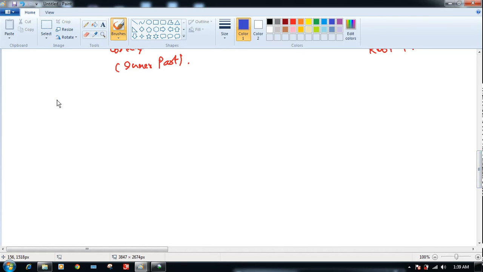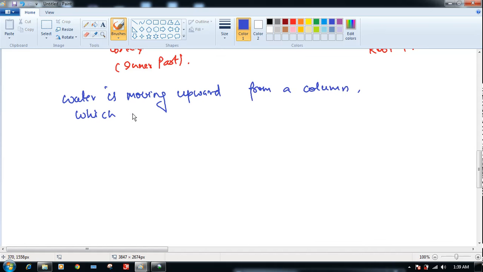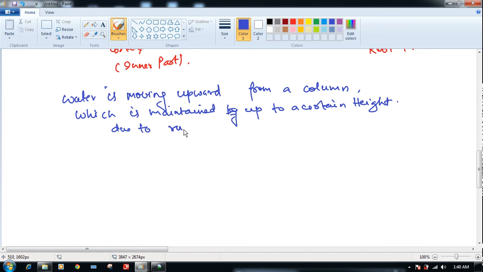I will write here: water is moving upward in a column which is maintained up to a certain height due to root pressure.